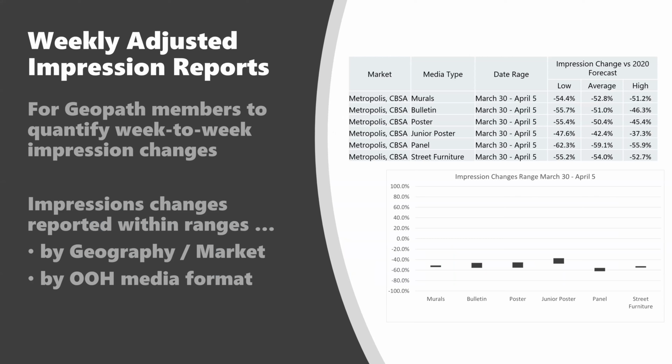We are going to be creating a report that summarizes those impression changes by market, by media type, by date range, with those averages and ranges. So in this example, this would be the March 30th through April 5th section of the report, but you would have sections for every single week of the year, going all the way back to the first week of 2020, because we want to make sure that everyone sees these travel patterns.